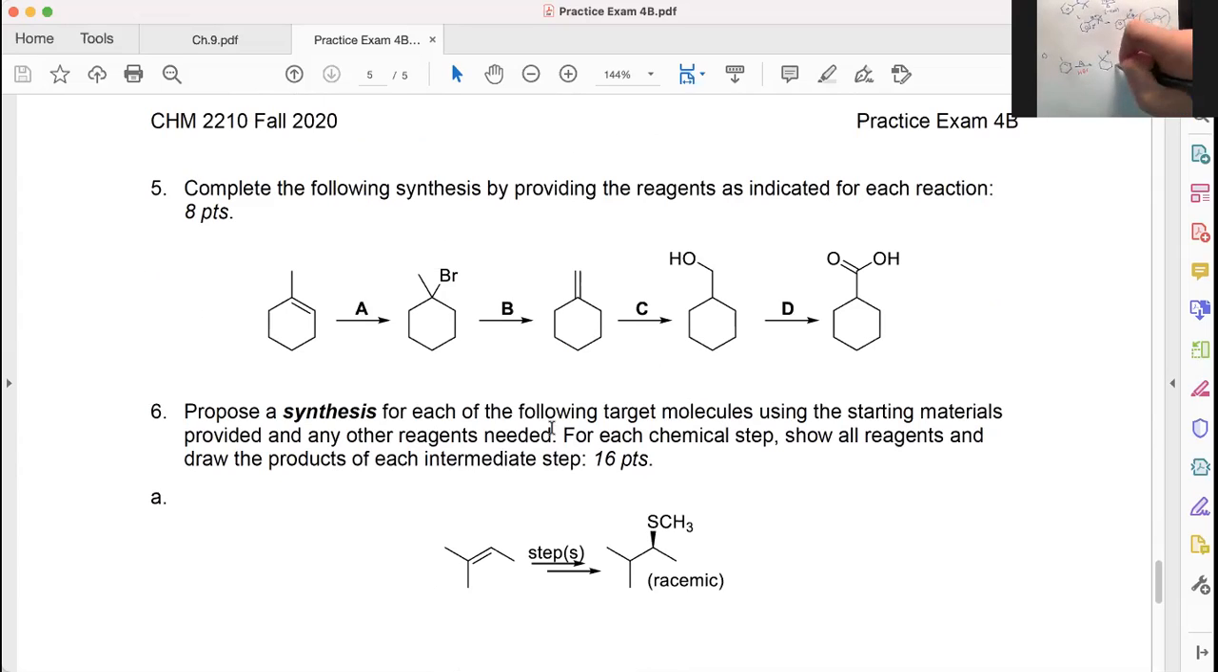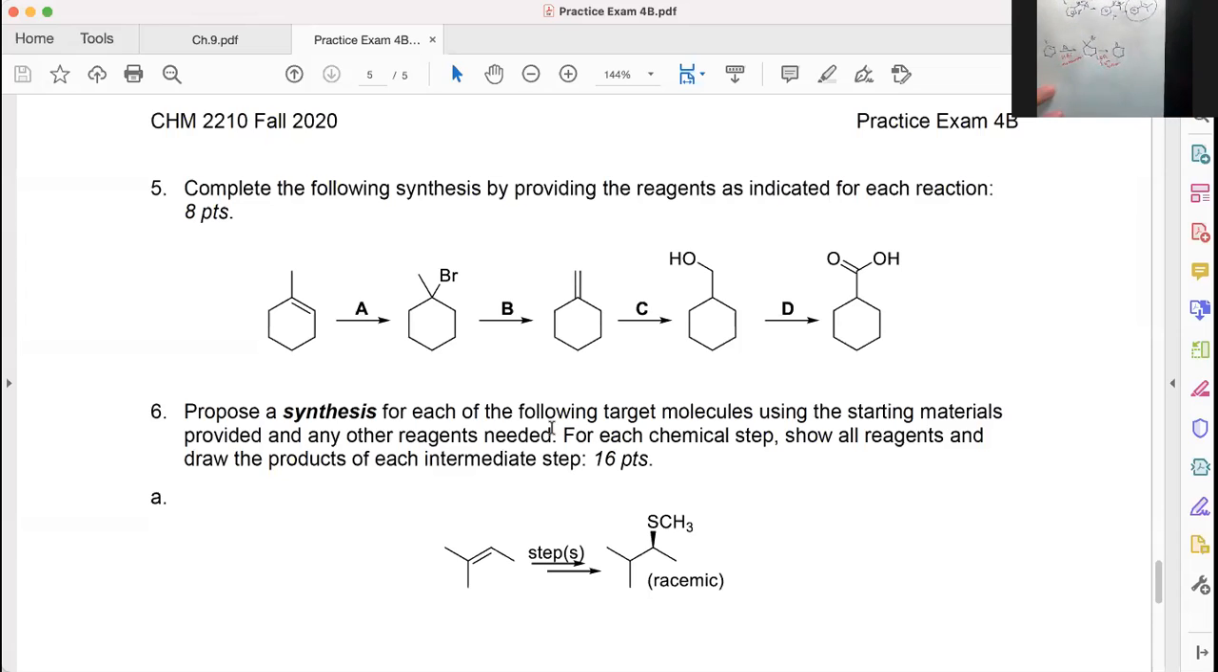Then from there, it looks like we're forming this less substituted, Hoffman alkene. So I can choose a couple different things. I'm going to just pick a bulky base and say maybe LDA. So that was E2, and remember that was Hoffman. This was Markovnikov.